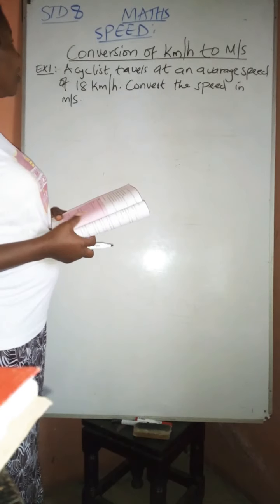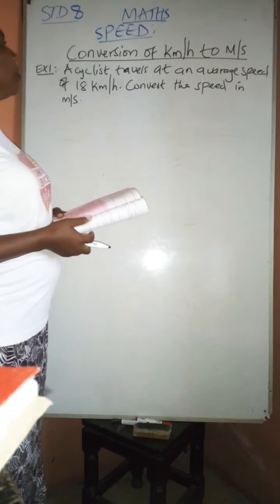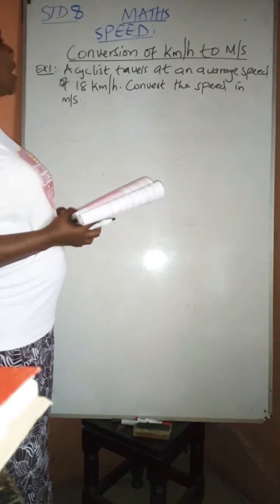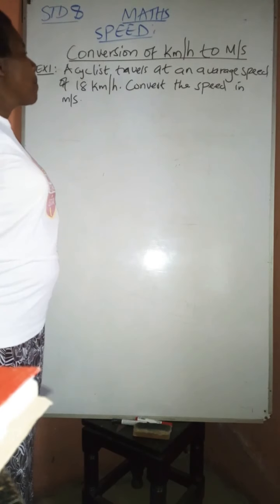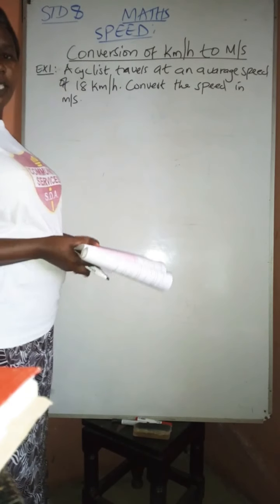Today we are going to talk about speed. This is a mathematics lesson. We want to talk about speed. And our first subtopic is conversion of kilometers per hour into meters per second.